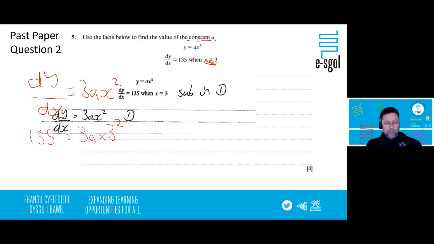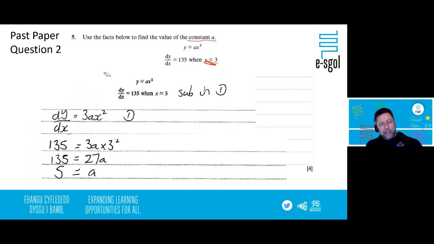So here's my answer now. dy/dx equals 3ax squared. Let's get rid of all this rest so you can see my answer clearly. And then I've shown subbing in 135 divided by 27, a equals 5, which again always feels nice when you get a nice round answer in these sorts of questions.